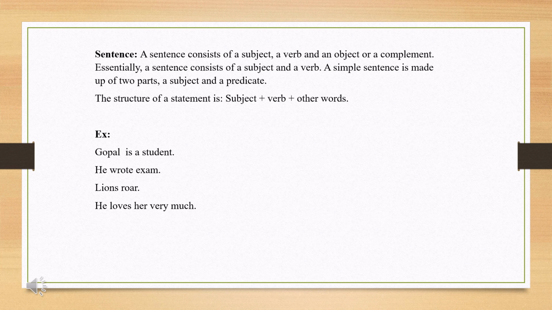Next, the predicate. The predicate of a sentence says something about the action of the subject. After the subject, the whole part of the sentence is the predicate, including the main verb or auxiliary verb. Look at the examples. Lions roar. He loves her very much. In the first sentence, the verb roar is the predicate. In the second sentence, the verb and the extended portion, loves her very much, is the predicate.